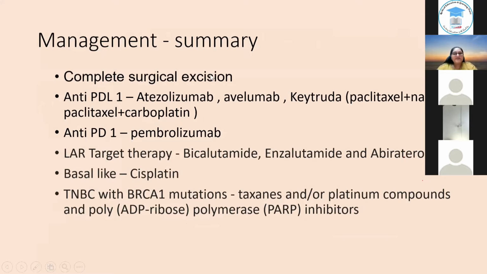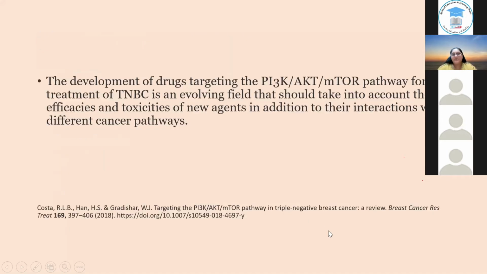After doing the complete surgical excision, as we know, it doesn't respond to hormonal receptors. It doesn't respond to anti-HER2/neu drugs. But if they are PDL1 positive, these drugs are going to help the patient: atezolizumab and Keytruda. If it is PD1 positive, pembrolizumab. If it is luminal androgen type positive, bicalutamide or enzalutamide is going to affect it. If it is basal-like, like BL1 and 2, cisplatin can help. If the TNBC cells are positive for BRCA1 mutation, the taxanes and PARP inhibitors can help.